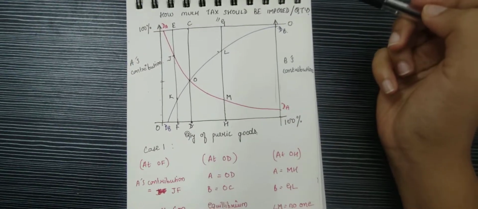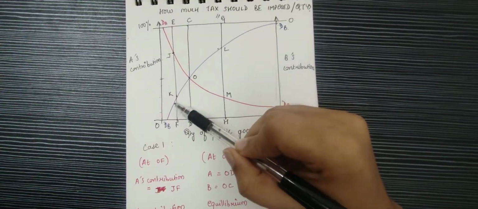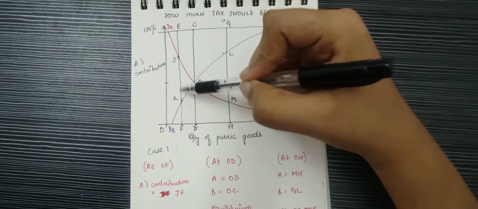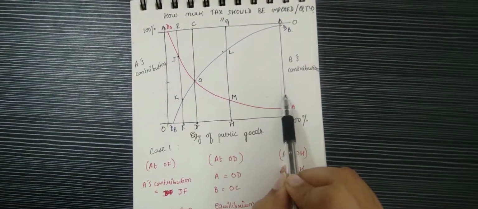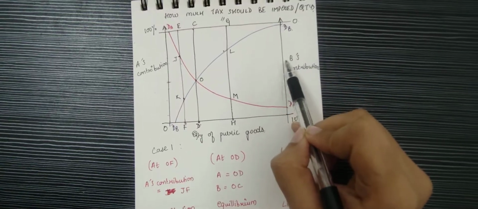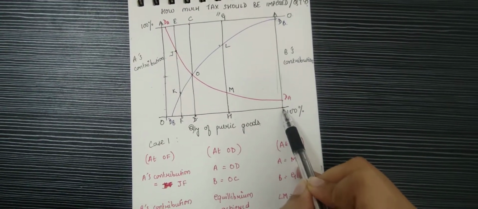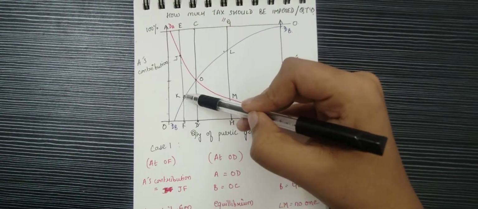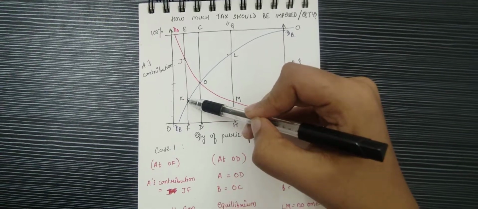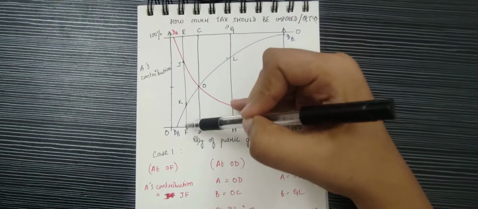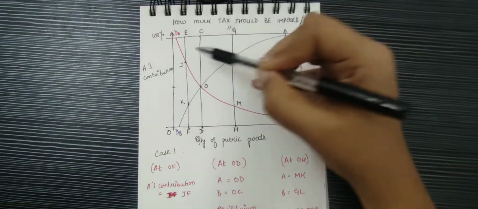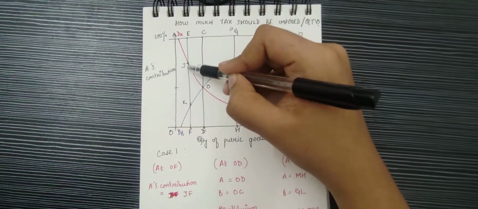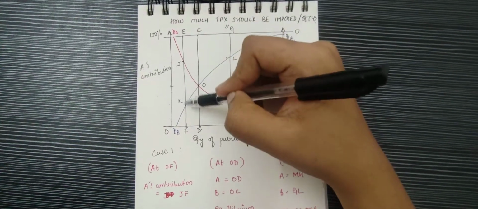How much is B contributing? B is contributing this Ek. Again, we'll say this is 70% coming from B side because 0, 50, 70, 100. So B is contributing Ek, which is 70%. So can you see that A is also contributing Fj and B is also contributing Ek. Again, both are 70%. So this space is overlapping, JK.